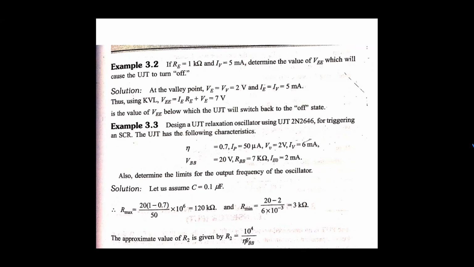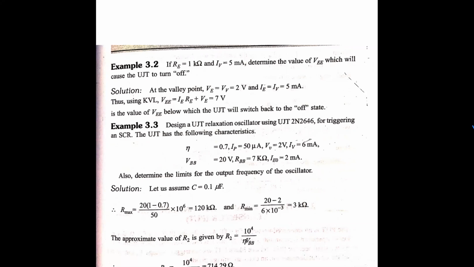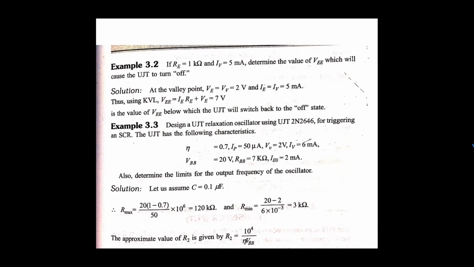Next, you have to design a UJT relaxation oscillator using the given UJT number for triggering an SCR. The UJT has the following specification.